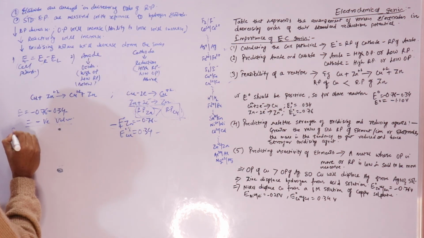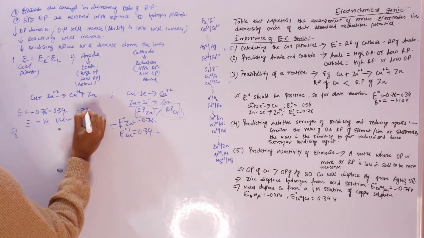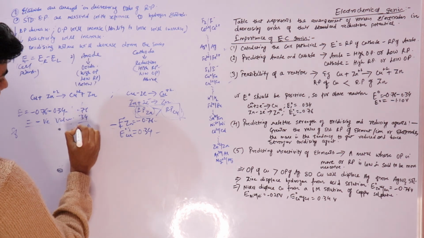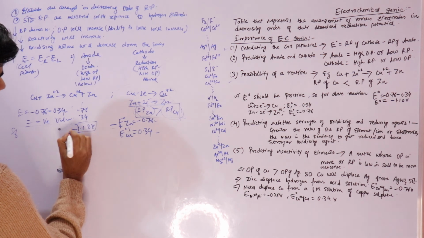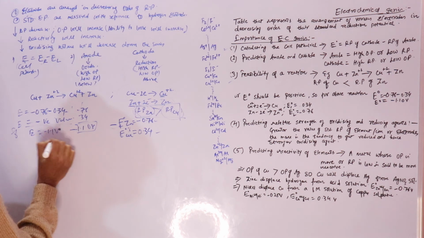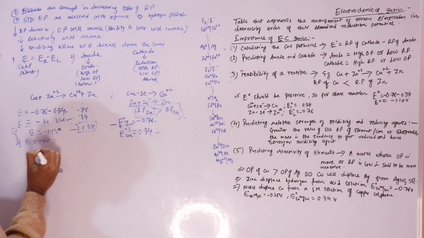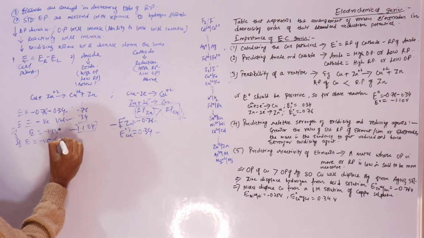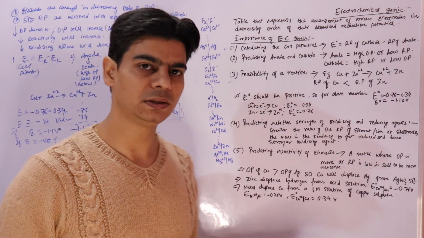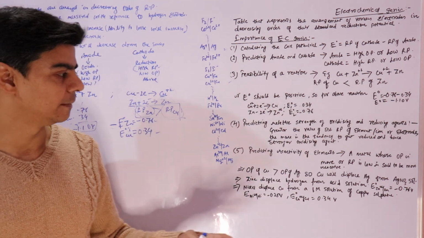So you can just calculate this. It's 1.1 volt, negative, which is a negative value. So if E is negative, then the reaction will not take place spontaneously.